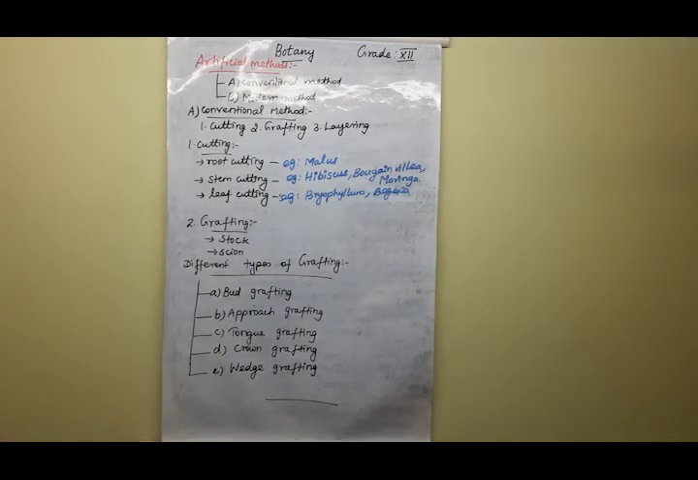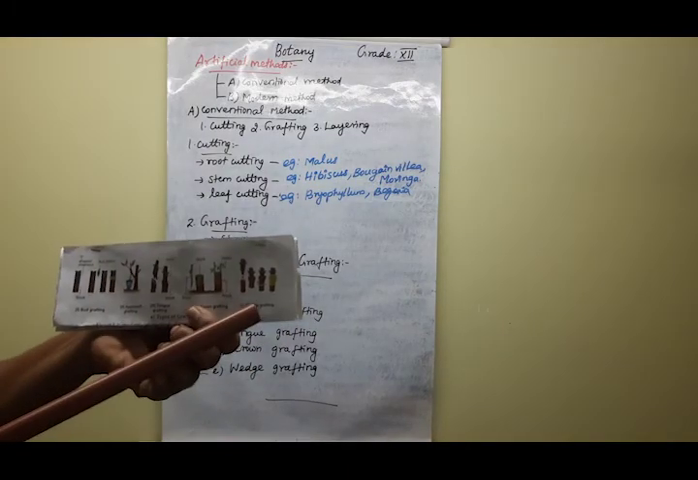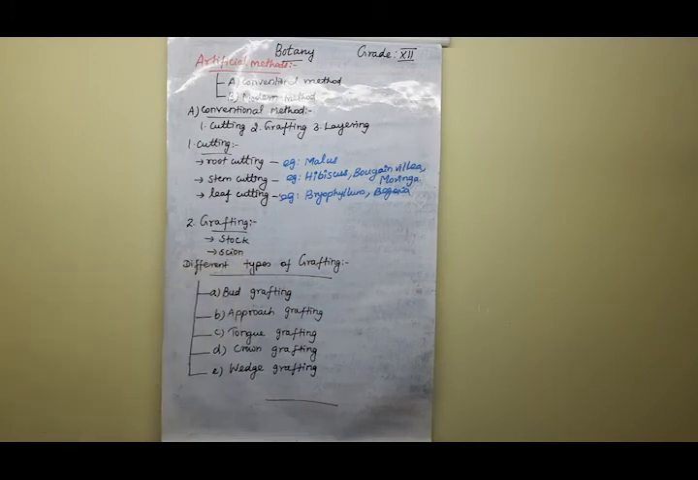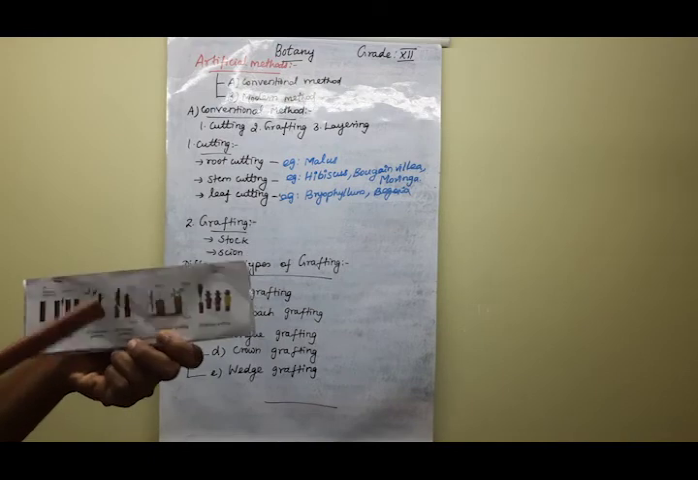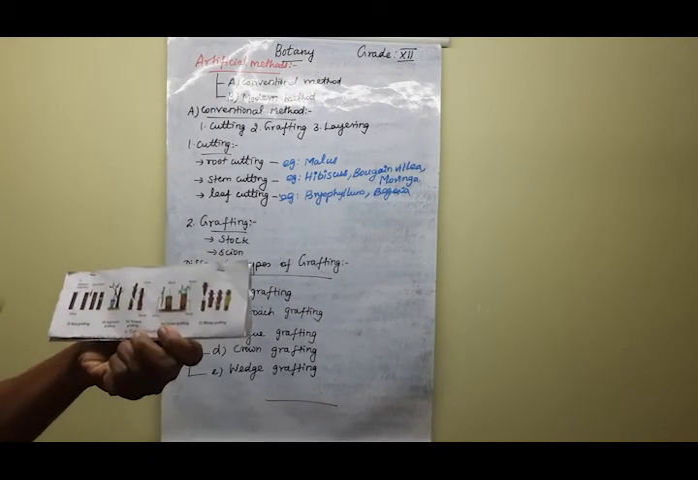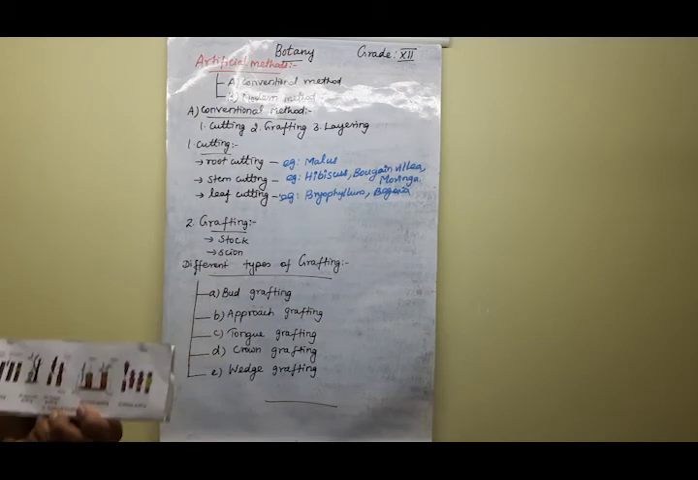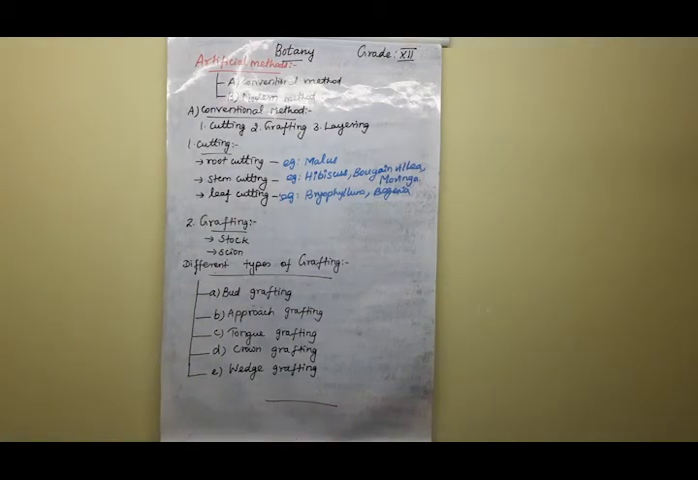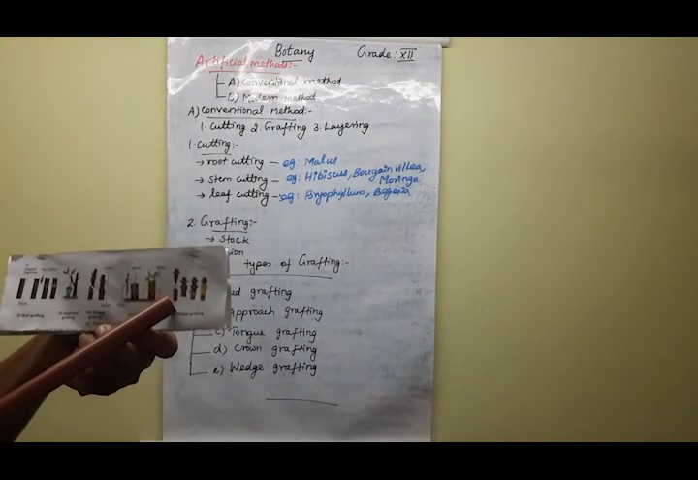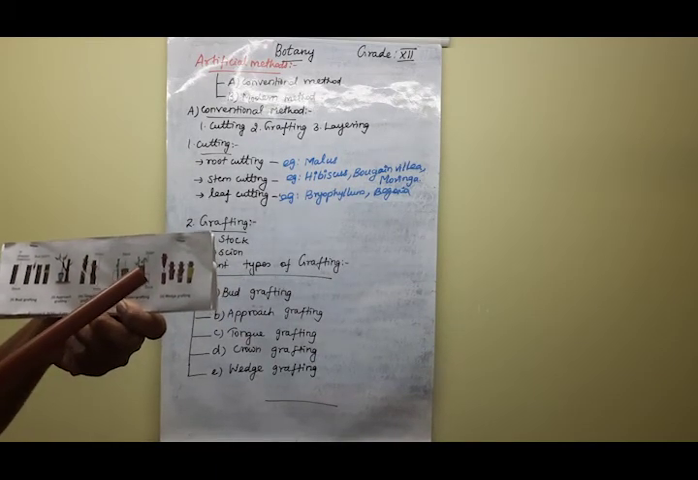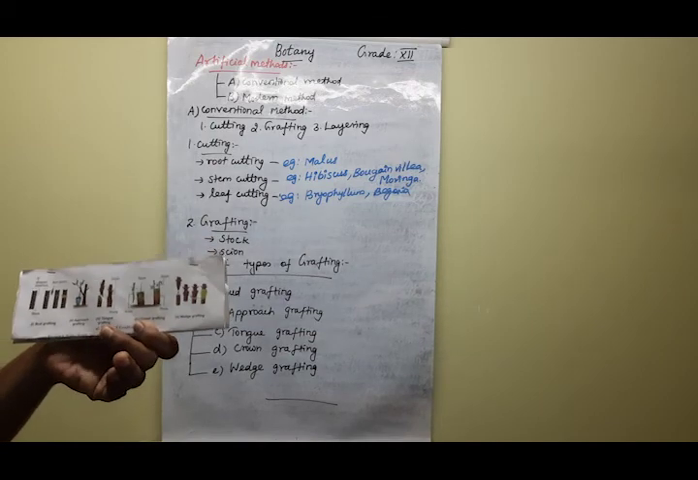The next one, wedge grafting. What do we mean by wedge grafting? What is the method of wedge grafting? First, a slit is made in the stalk region, like a small hole or splitting. Then, in the stalk region, we lift and remove the bark.